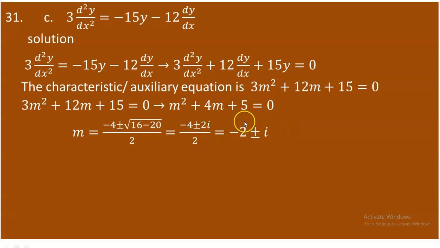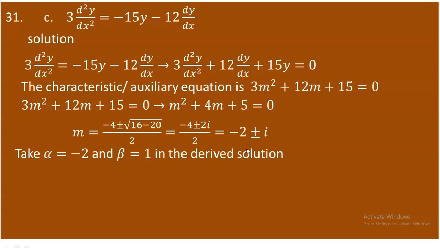So m does have two solutions. One is minus 2 plus i and the other is minus 2 minus i. Don't worry about that. Just consider alpha to be minus 2 and beta to be 1, because alpha is considered to be the real part and 1, which is written here, is considered to be the imaginary part. So as you are doing this, you see alpha is minus 2 and beta is 1 in the derived solution as you see.